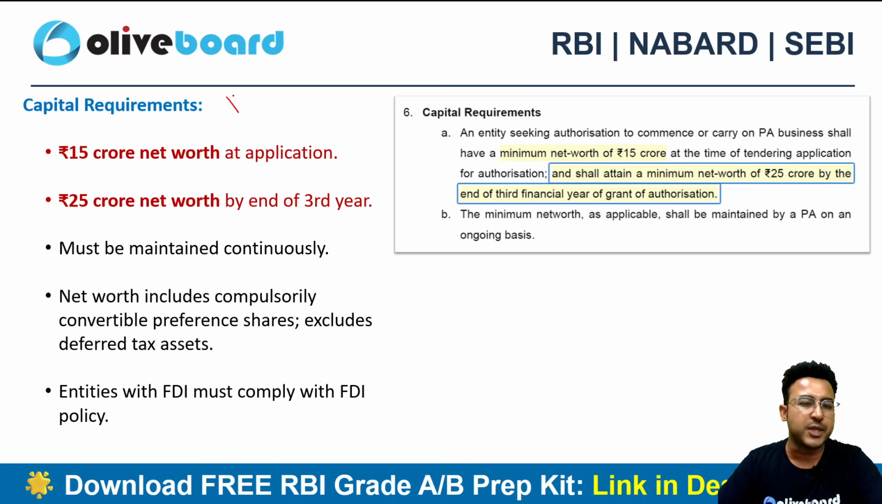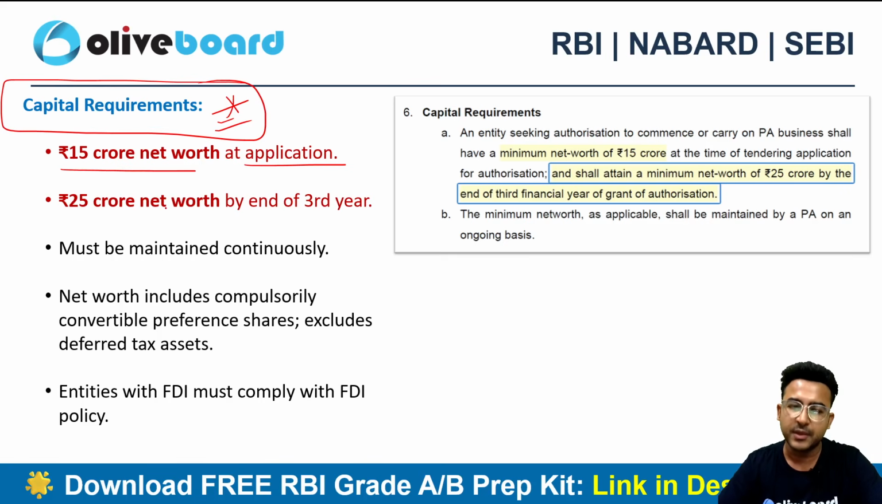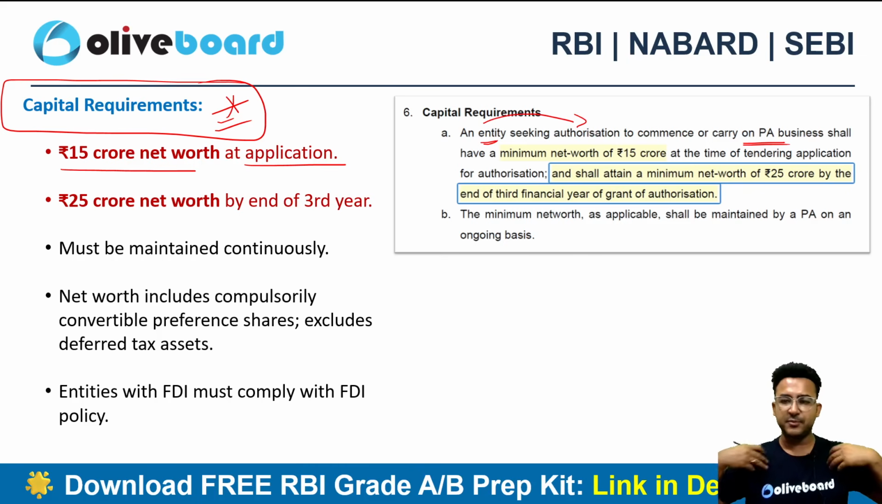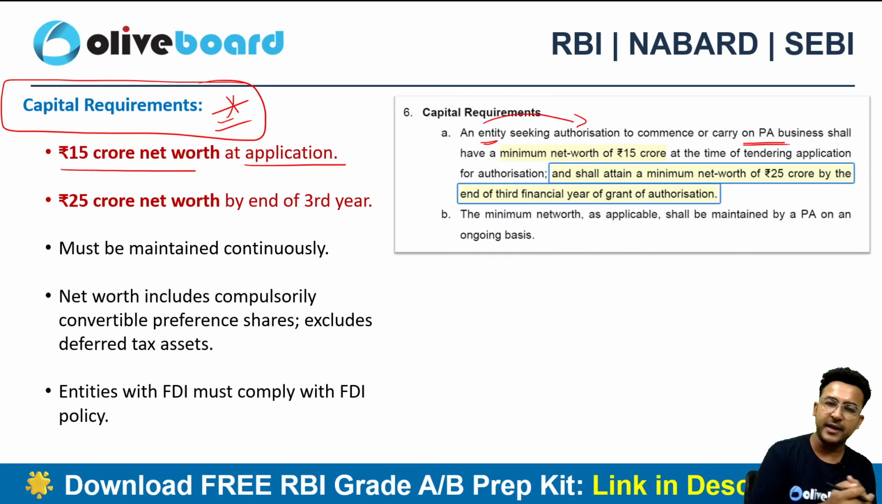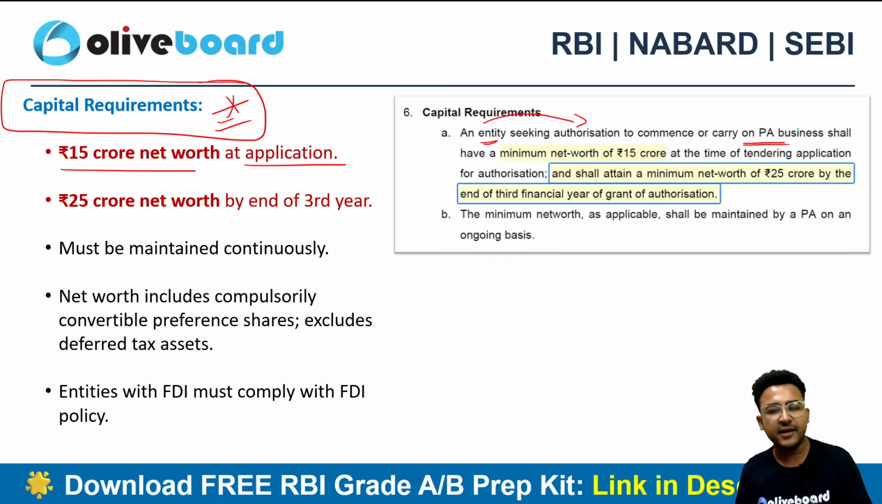The most crucial part of this particular circular is here, capital requirement. You need to have 15 crore net worth at application. You need to at least have a 15 crore net worth, right? Any entity seeking authorization to commence its own payment aggregator business. Let's suppose I want to start my own business of payment aggregator. I want to become a payment aggregator. I need a net worth capital requirement of at least 15 crore at the time of application. Just at the time of application.